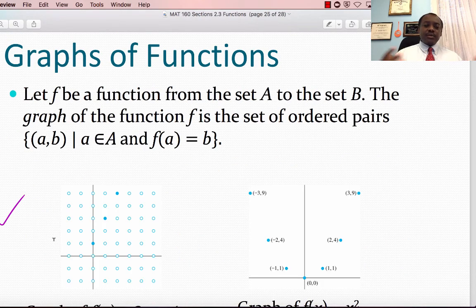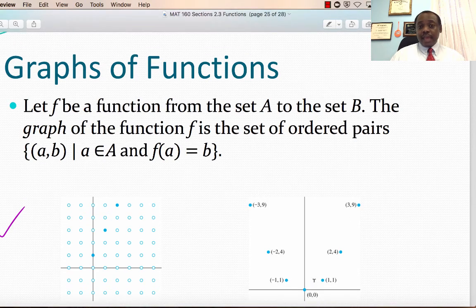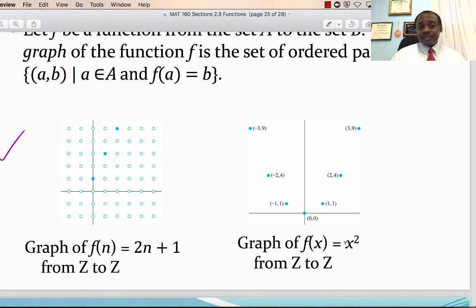Okay. Now let's look a little bit into graphs of functions. If I were to graph a function, all I need to do is produce ordered pairs. For every value of x, I get a corresponding value y. For example, I have negative 3, 9, negative 2, 4, negative 1, 1, 1, 1, 2, 4, 3, 9, 0, 0. And you can already tell that this is going to be the function f of x equals x squared. Okay. And f of n equals 2n plus 1. That is discrete because it's the set of integers to the set of integers. So you can see those values I have there.